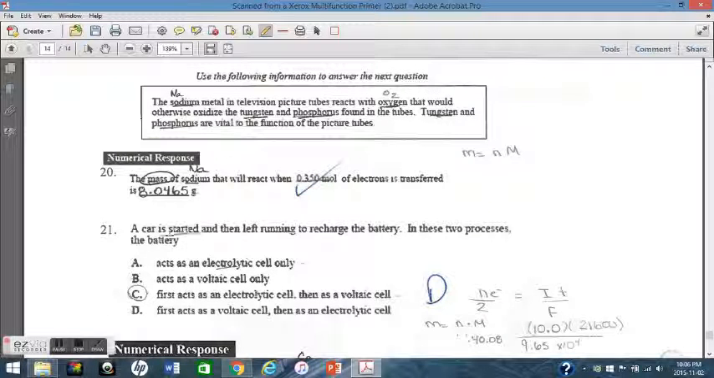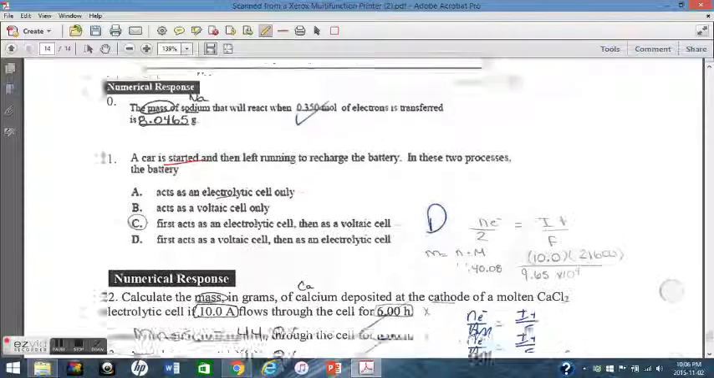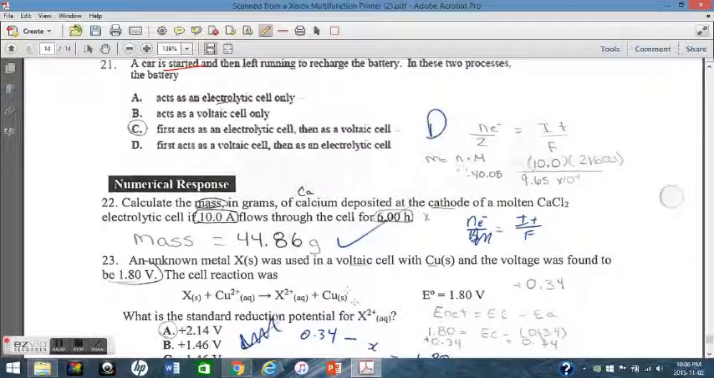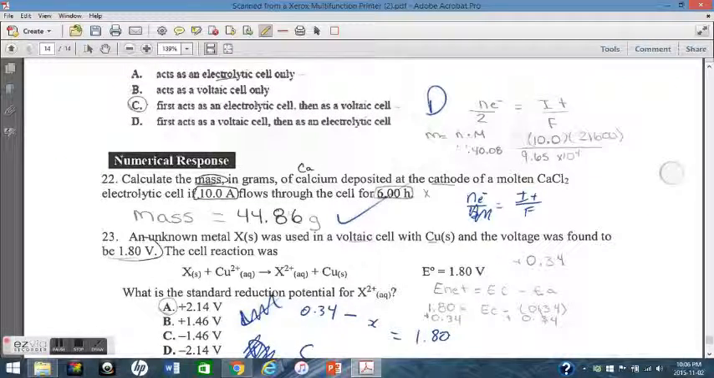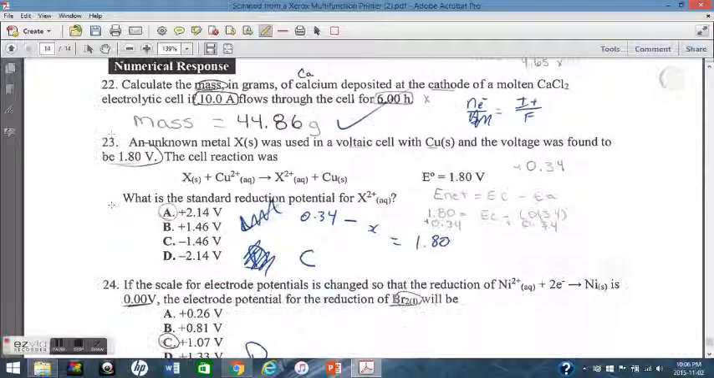Okay, cars started. When you start the car, it's acting as a voltaic cell. The battery is providing the energy. You leave it running to recharge the battery. In that case, it acts as an electrolytic cell. Very well done with 22.